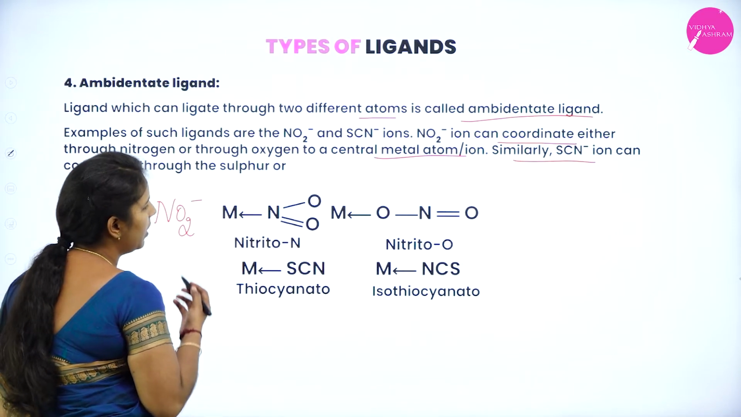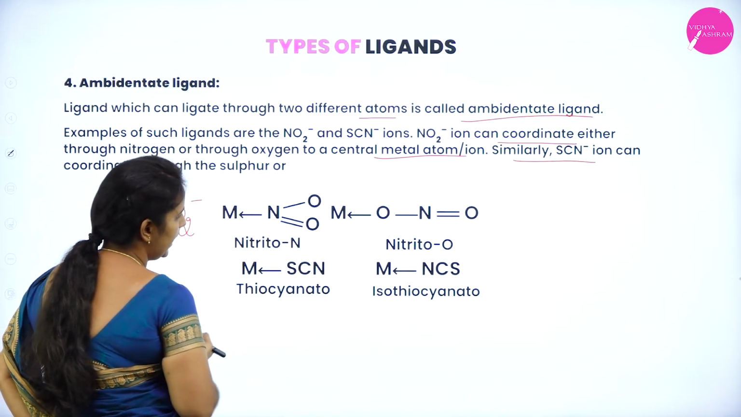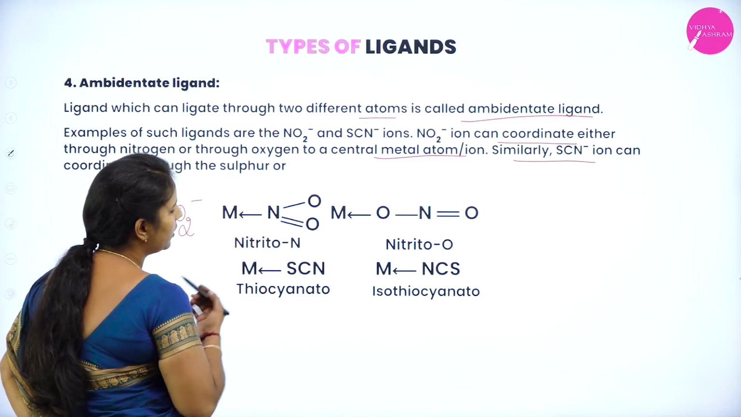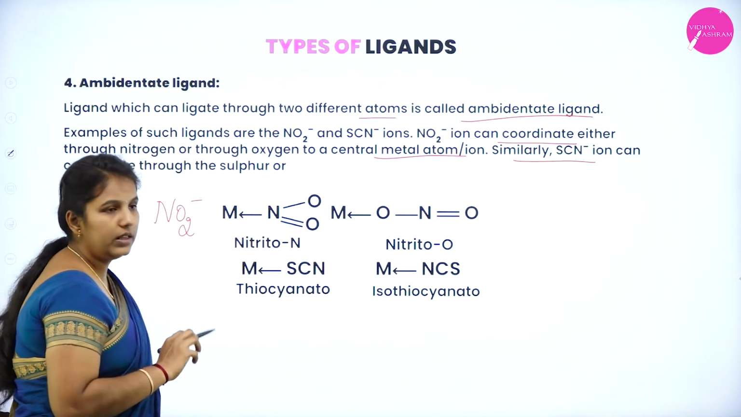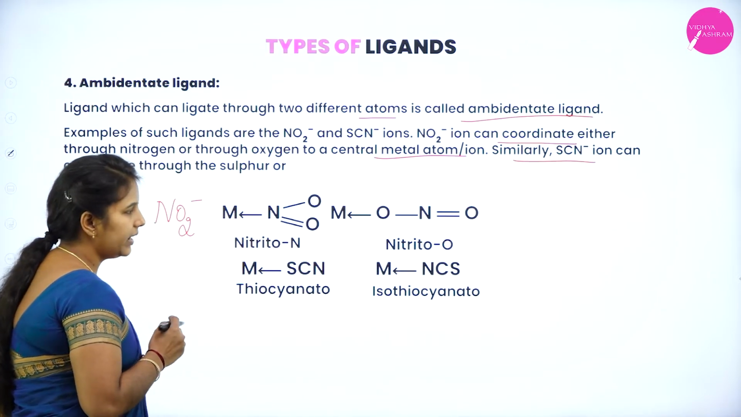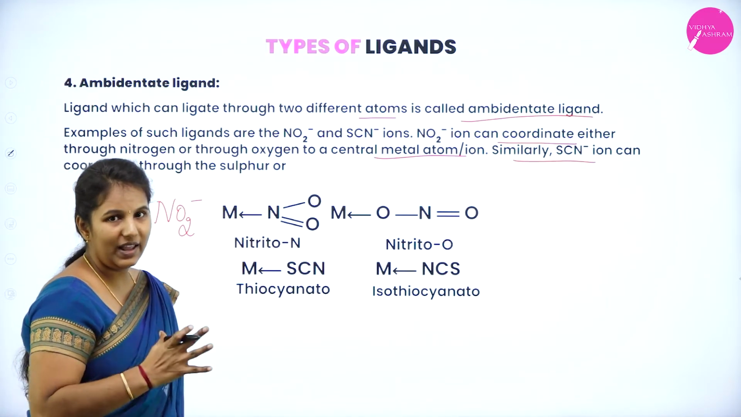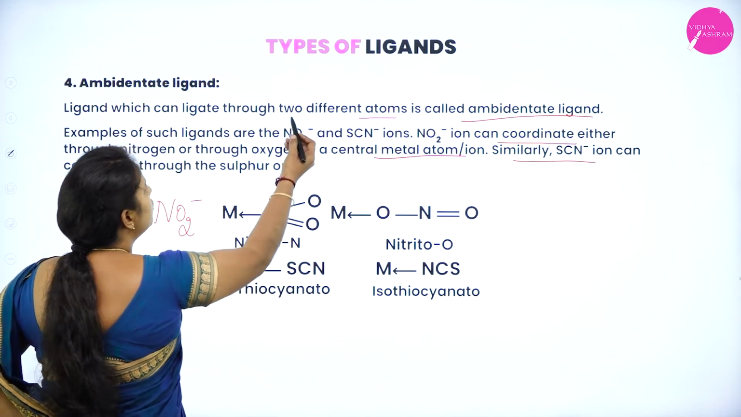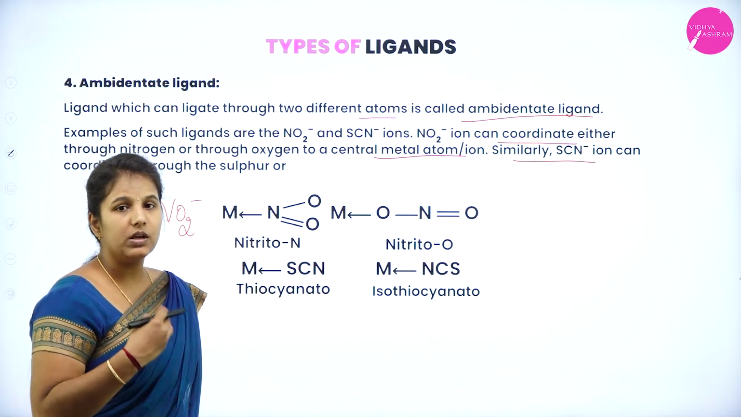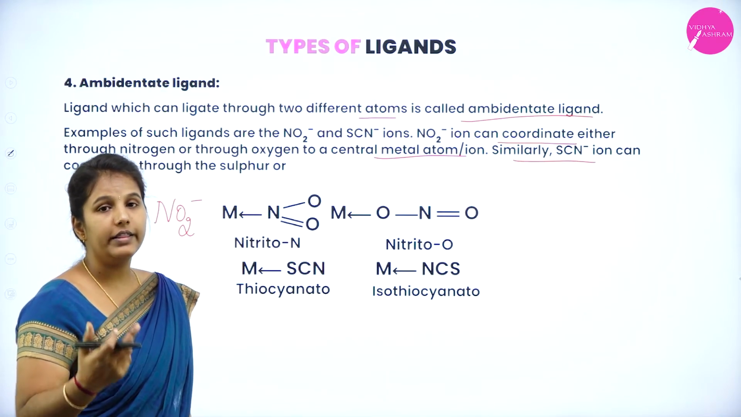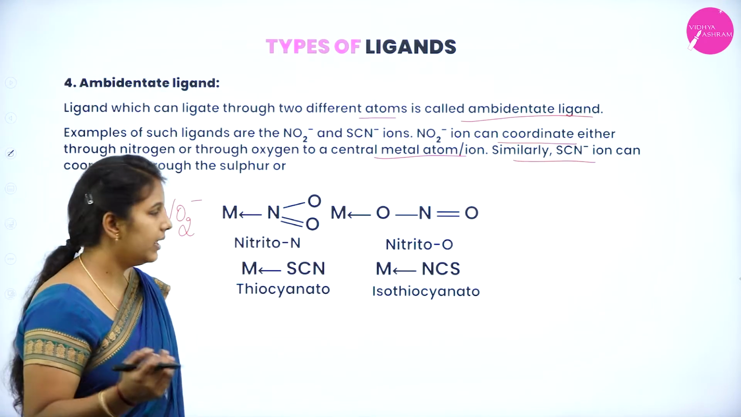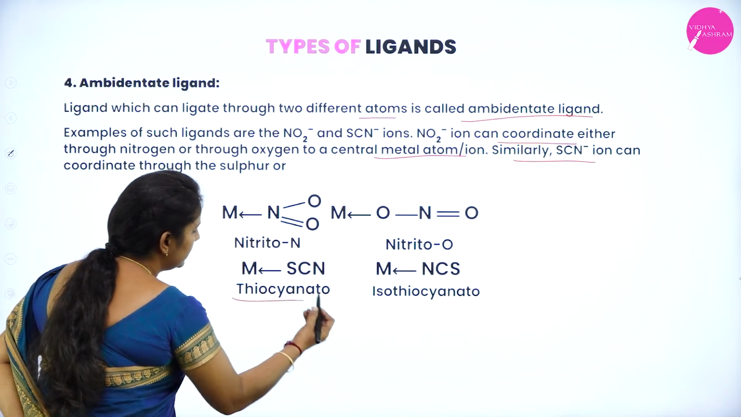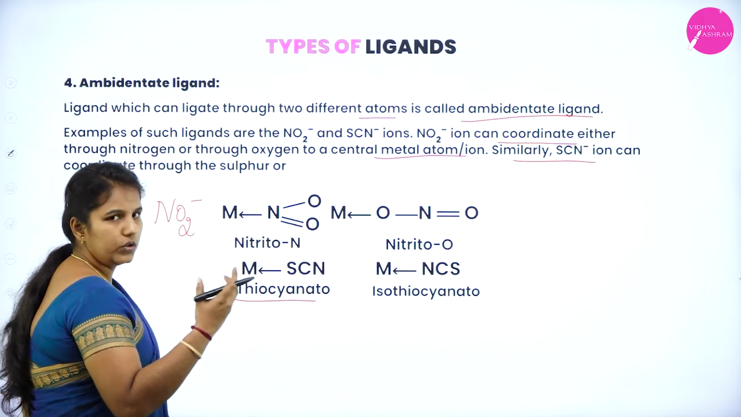It can form a bond through the oxygen atom, and as you can see, it can also form a bond through the nitrogen atom with the metal atom. This indicates that such kinds of ligands, which have 2 different atoms through which they can link to the metal, form an ambidentate ligand. So, we have one more example, that is thiocyanato and isothiocyanato.